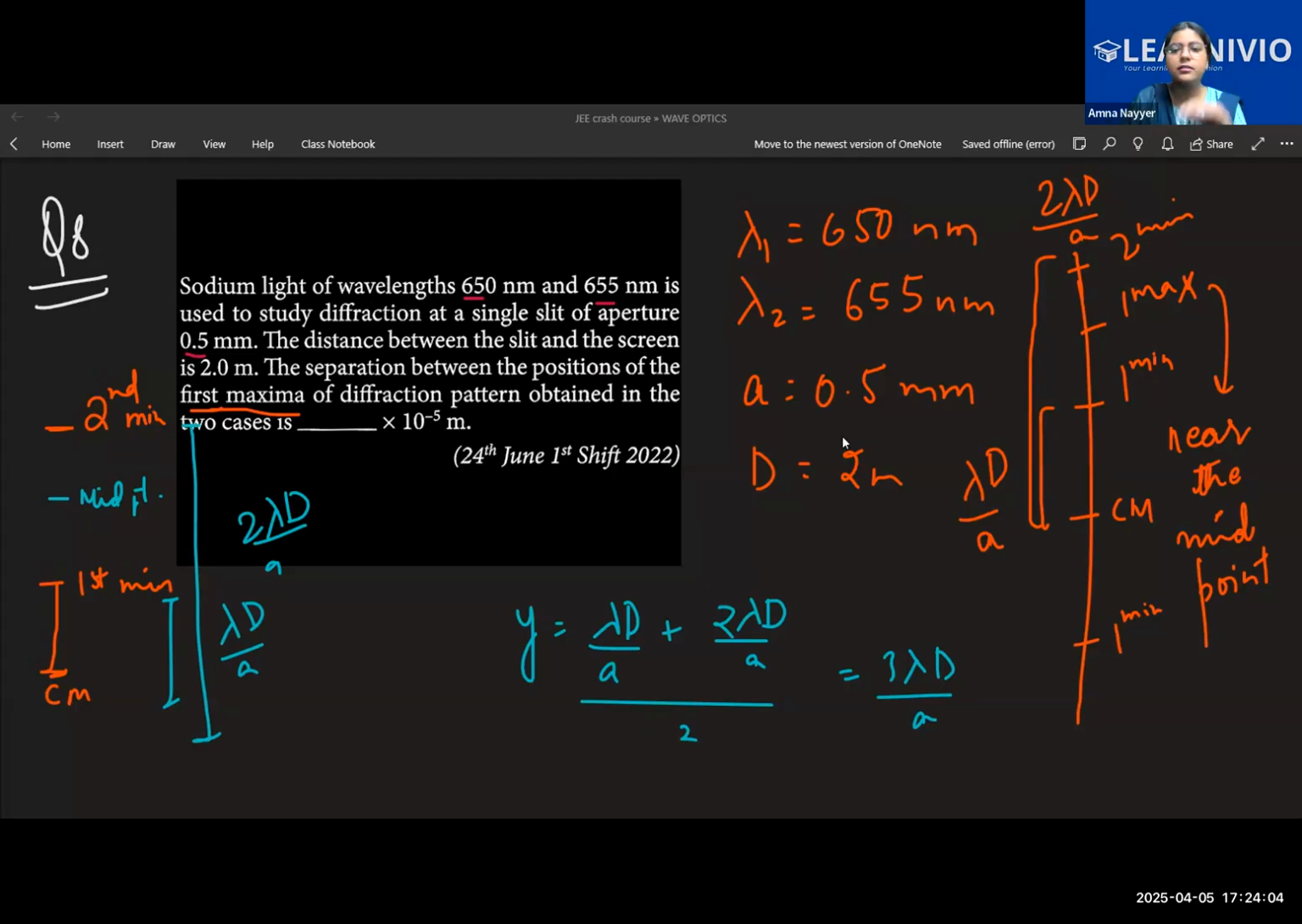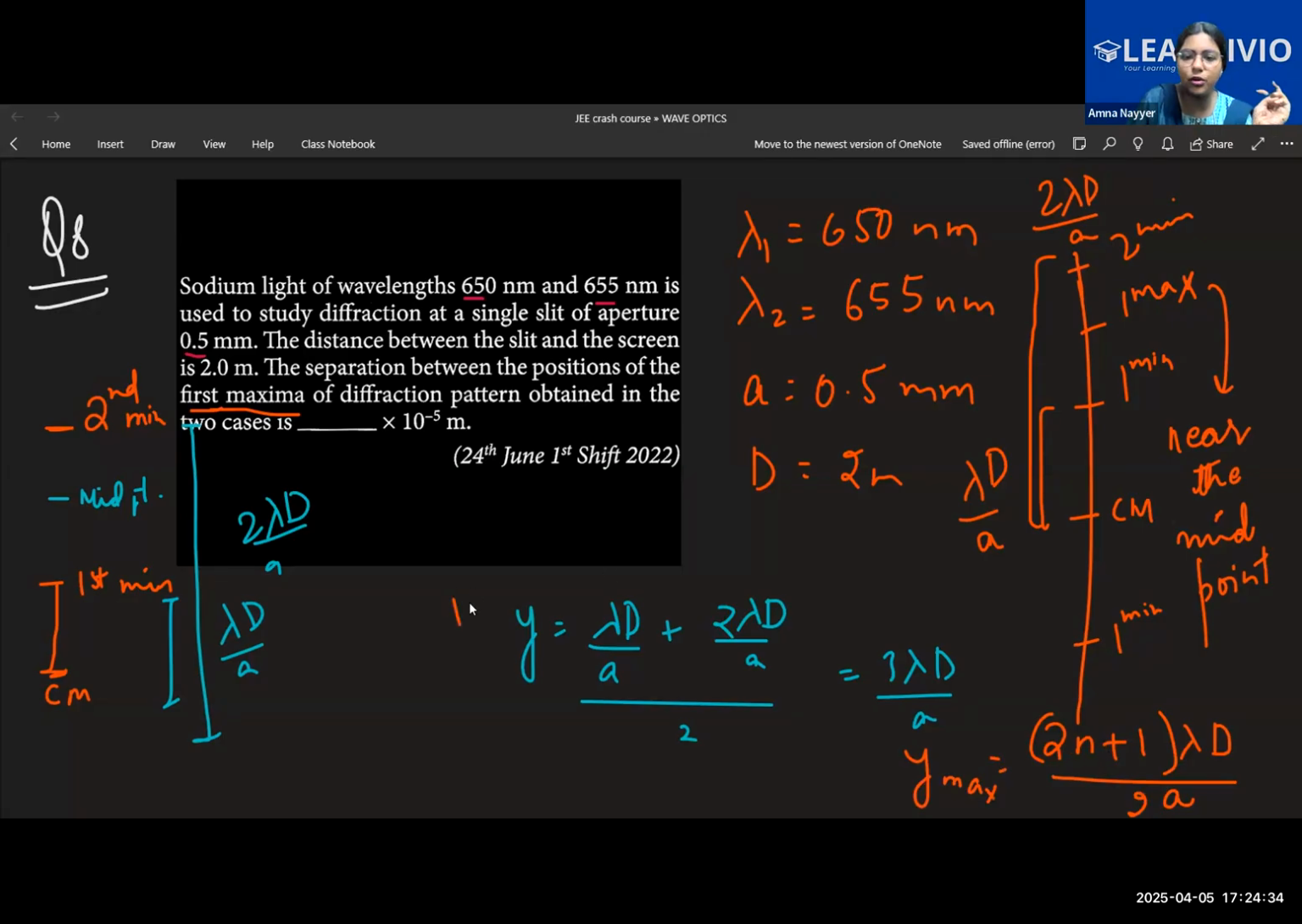So you can use this. Why did I go by this method? Just to tell you what to do if you don't have any information about the minimum or maximum, because we didn't discuss it over there. Otherwise, use the formula 2n plus 1 lambda capital D by 2a, sorry. This is going to be helpful for the maximum. So now that you've understood this, you can directly use this formula.